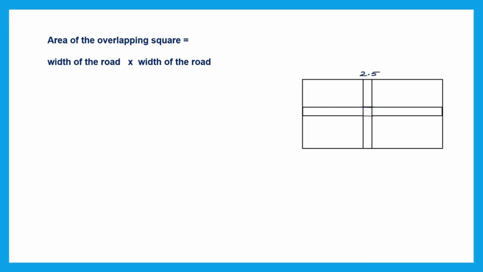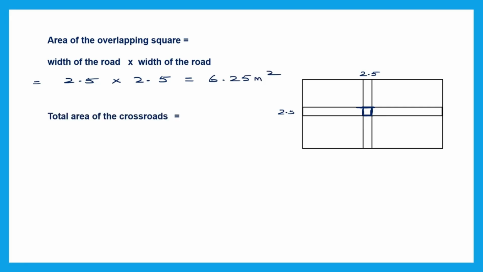And it's the same thing here. Similarly, this part is 2.5. It's the same thing here also. So the square is 2.5 into 2.5. That is the width of the road. When you multiply these two, we will get the area of the overlapping square, and that is 6.25 meter square.